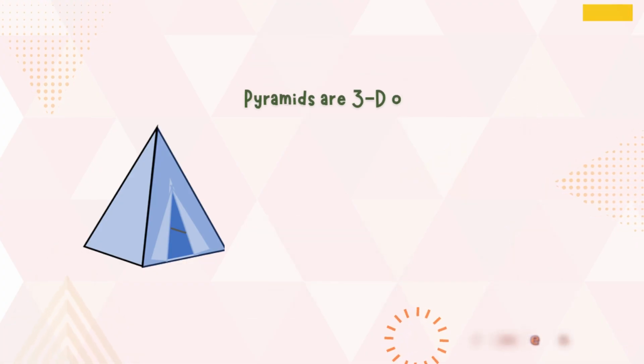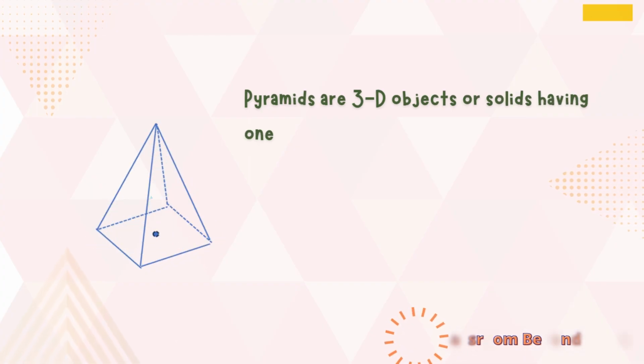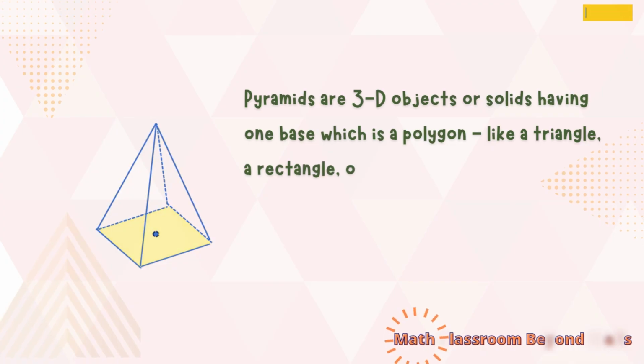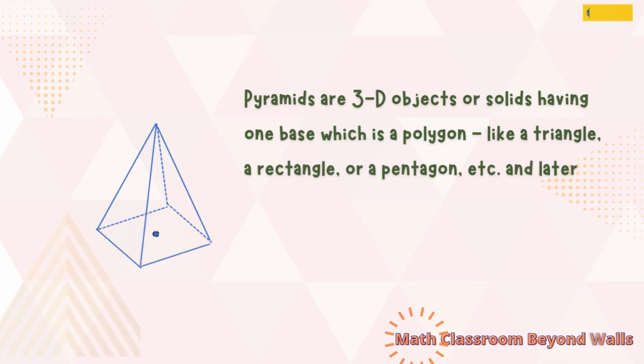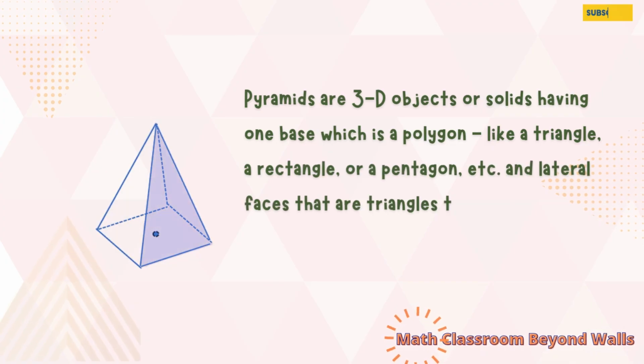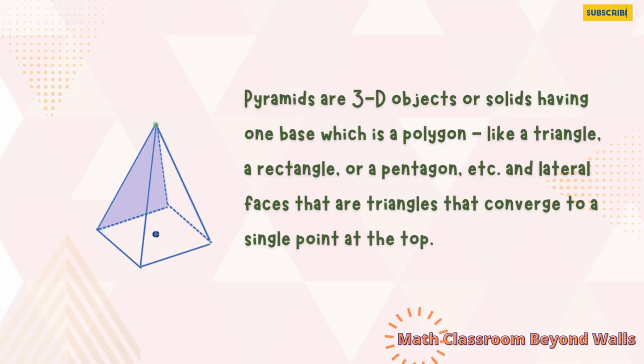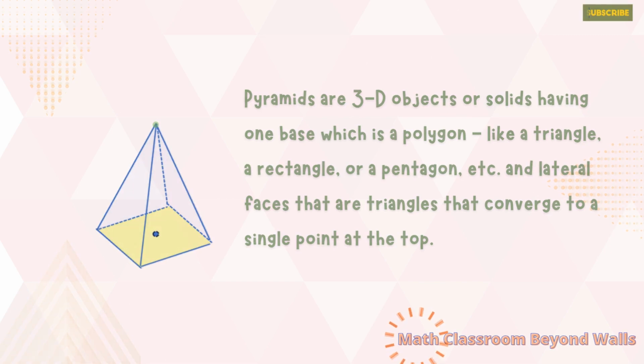As you see, pyramids are 3D objects or solids having one base which is a polygon, like a triangle, a rectangle, or a pentagon, etc., and lateral faces that are triangles that converge to a single point at the top. Pyramids are oftentimes sitting on their base as what we have here.